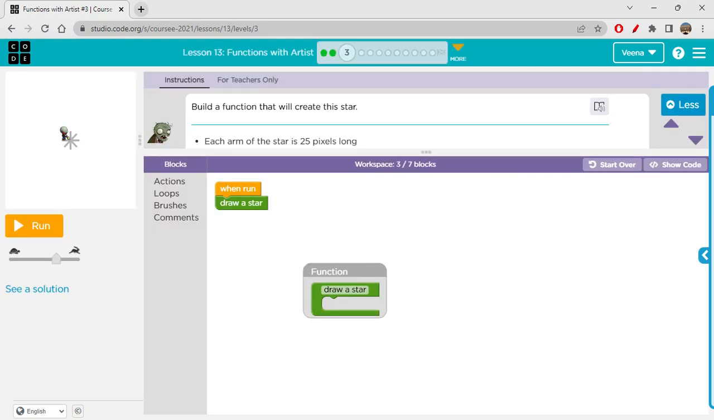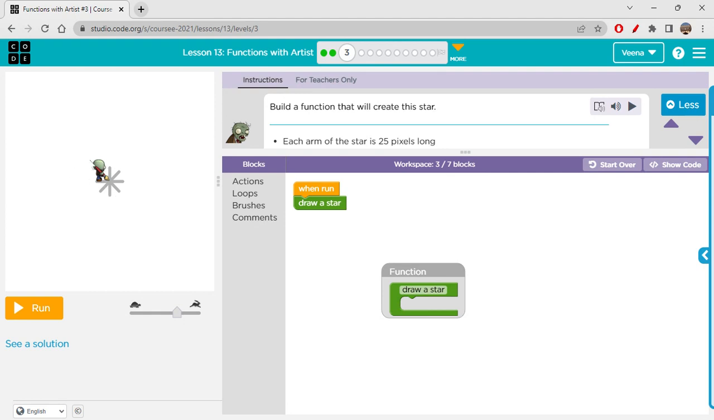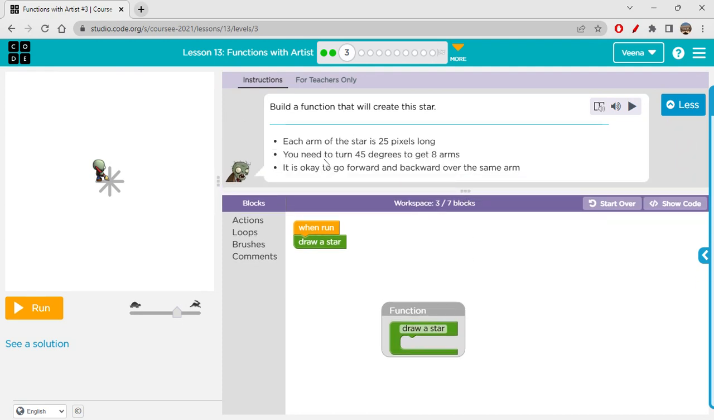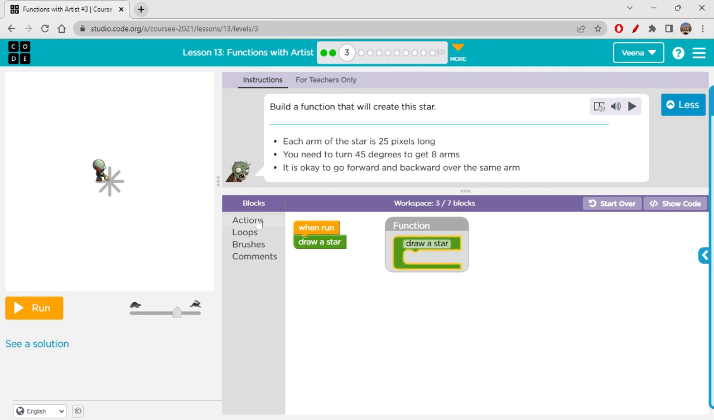So let's see what is in the third lesson. In the third lesson, we have a very small star symbol. We have to draw the star. So we just have to first see how many pixels it should be. Okay, each arm of the star is 25 pixels long. You need to turn 45 degrees to get 8 arms. It is okay to go forward and backward over the same arm. So, draw a star.